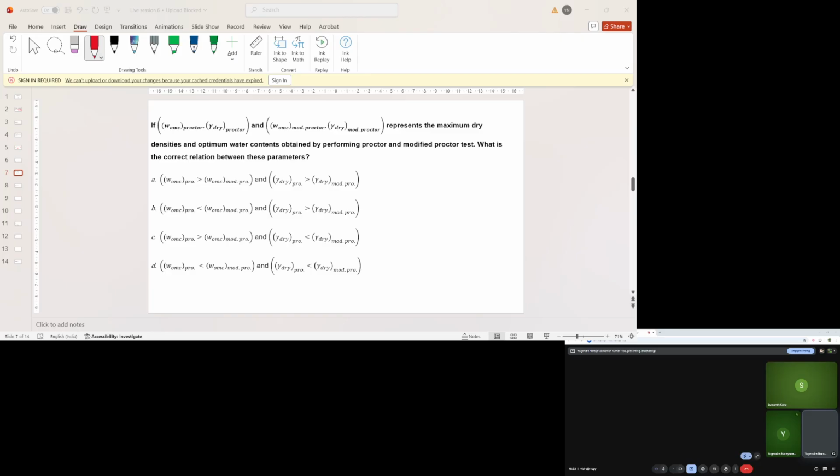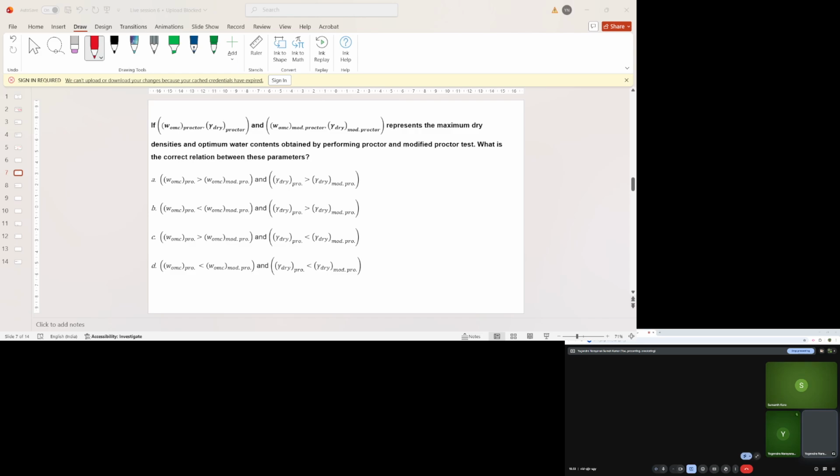Now once the number of layers is increasing, for the modified compaction, the curve will shift to the top left part. So what happens to the maximum dry density and water content? MDD will be getting high, and OMC will be getting reduced. So OMC gets reduced, and MDD gets high, right?